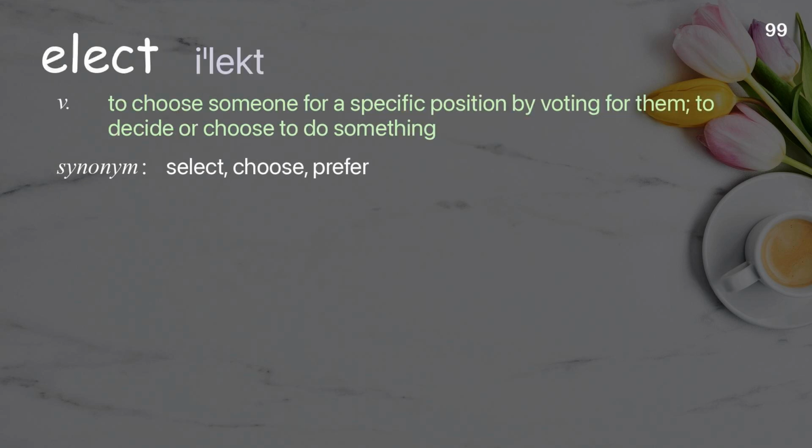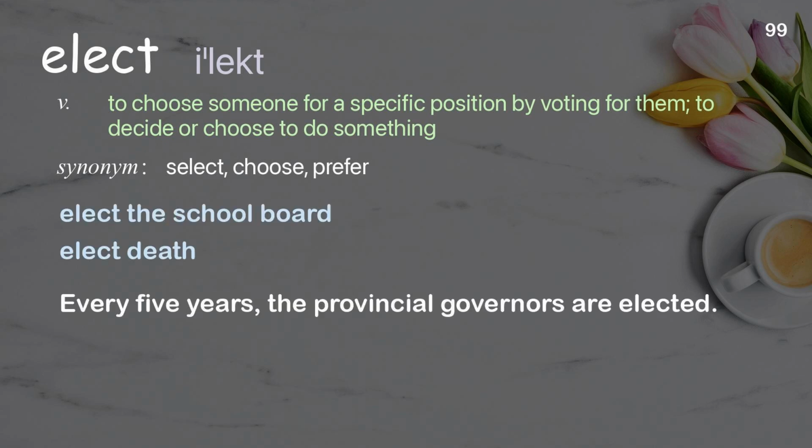Elect: To choose someone for a specific position by voting for them; to decide or choose to do something. Examples: Elect the school board. Elect deaf. Every 5 years, the provincial governors are elected.